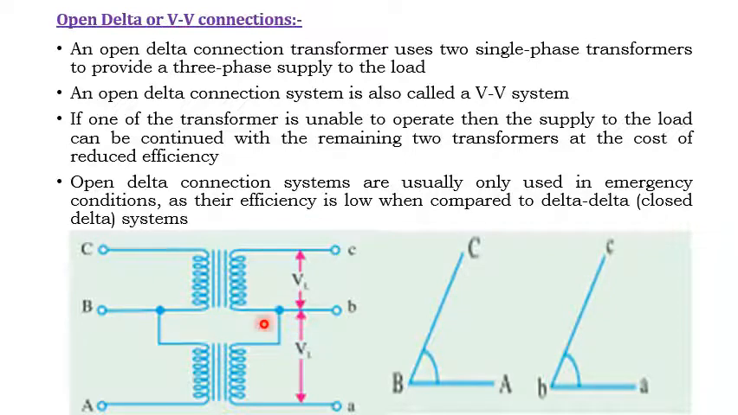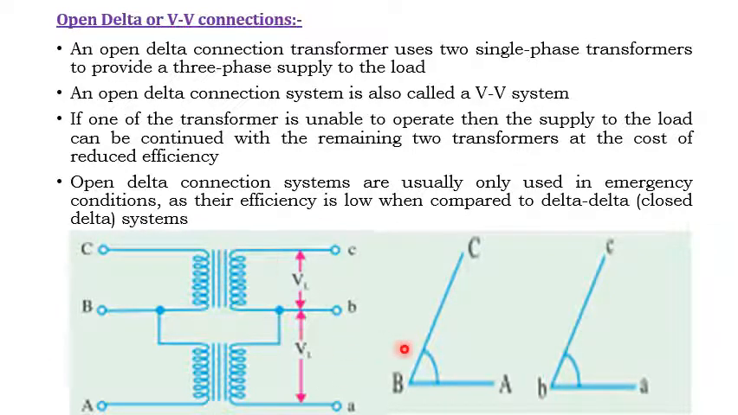So this is the connection configuration. See, only two transformers are shown here, one transformer is removed. This is one transformer and this is one more transformer, connected here, and this is the primary side and this is the secondary side.